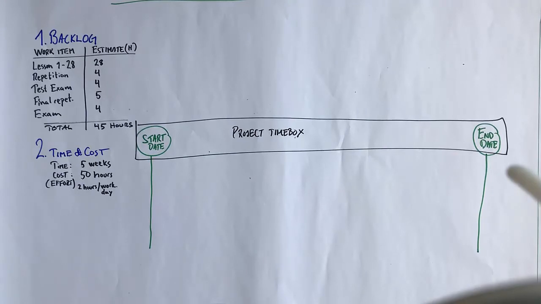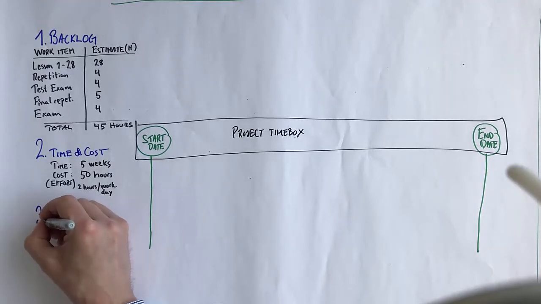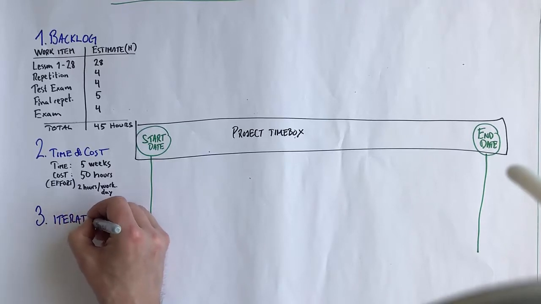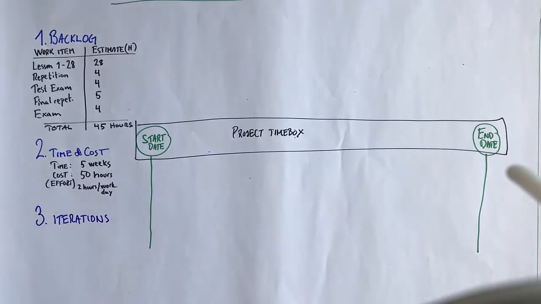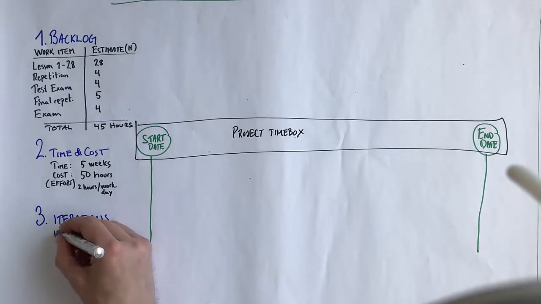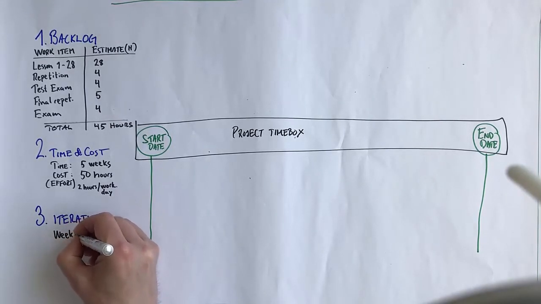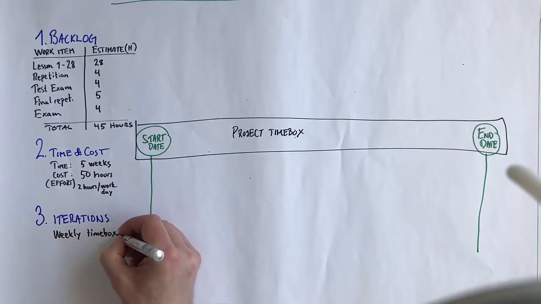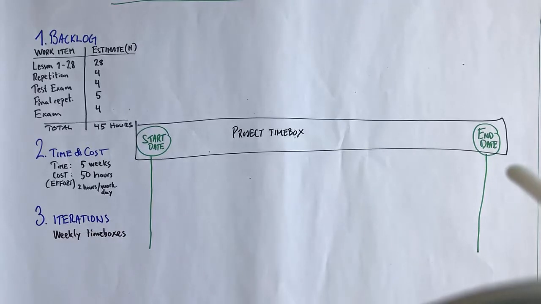That was the first 2 steps. Number 3, we want to look at iterations, because now we have the project time box. That's one big time box. We need to work with much shorter time boxes in order to have an iterative approach to this project. And since it's really handy, we're going to work with weekly time boxes. So 1 week is going to be a time box, and a time box is the same as an iteration.